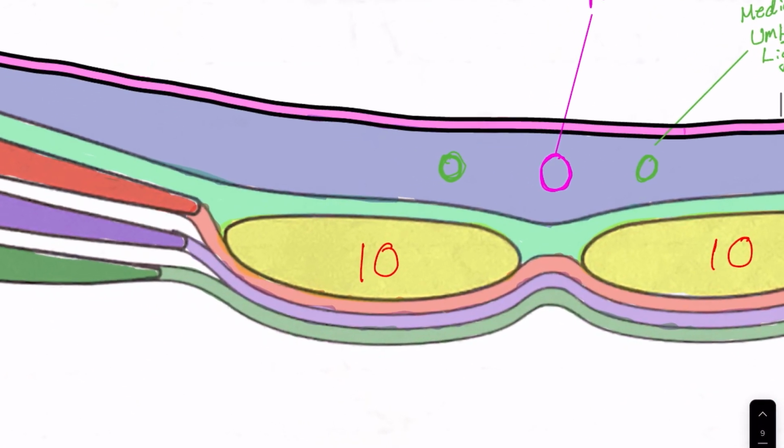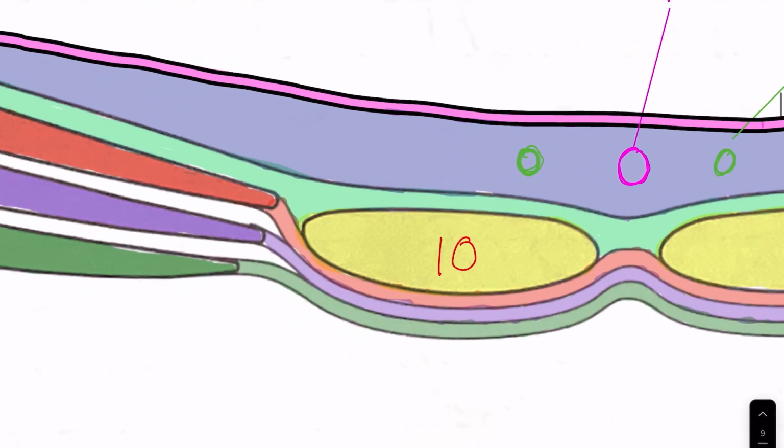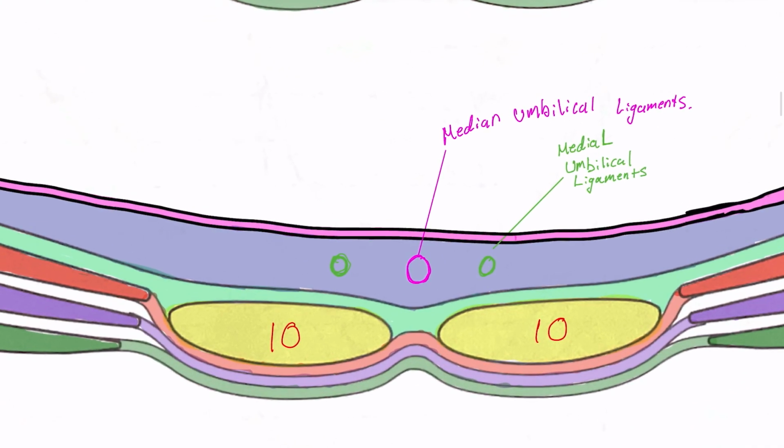Whereas if we're looking at below the arcuate line, the aponeurosis for all three muscles come in front of the rectus abdominis muscle, and that creates the anterior rectus sheath. Below the arcuate line, we have a visual of the median umbilical ligament and the medial umbilical ligament. Median only has one. Medial is lateral to the median, and it has two.